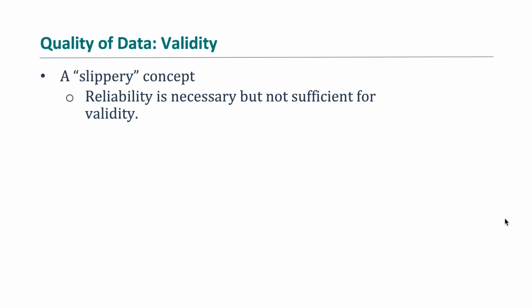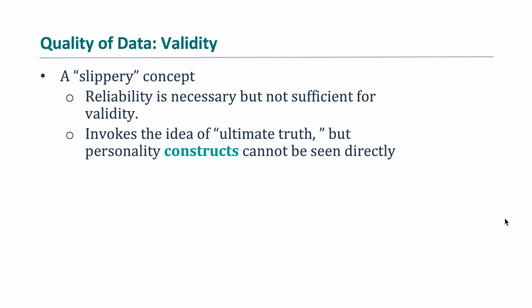And so that's what this means: validity is actually asking, are we measuring what we want to measure? Whereas reliability is just saying, do we get the same results over and over again? And so we're looking for both of them. And so this invokes the idea of this ultimate truth.